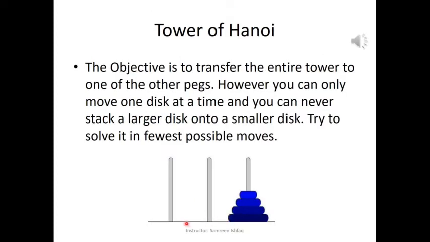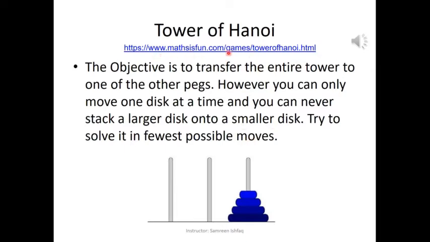Let's name these three towers. The first one is source, the second one is temporary, and the third one is destination. And your objective is to move all the disks from source to destination. However, you can only move one disk at a time. Rule number one is you can only move one disk at a time. Rule number two, you can never stack a larger disk onto a smaller disk. You can use the temporary tower to move all the disks from source to destination.